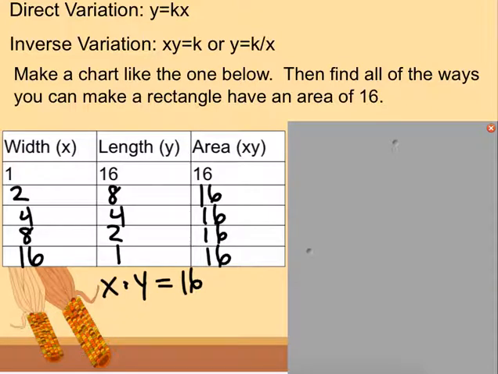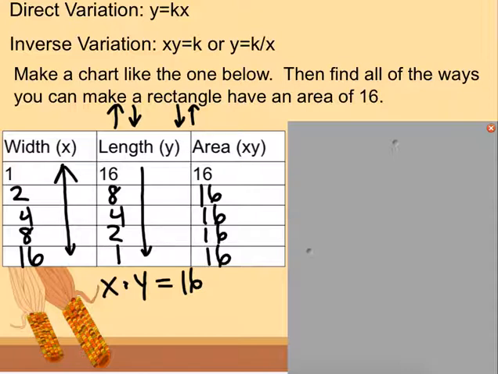And the other thing is that as we increase the x, the y decreases. So as we increase the width, going 1 to 16, we see that it decreases the length. Okay, these are opposite operations. Basically, as one goes up, the other goes down, or as one goes down, the other goes up.